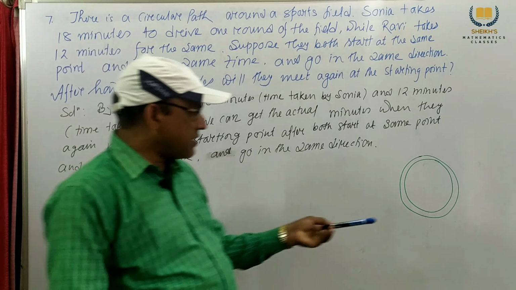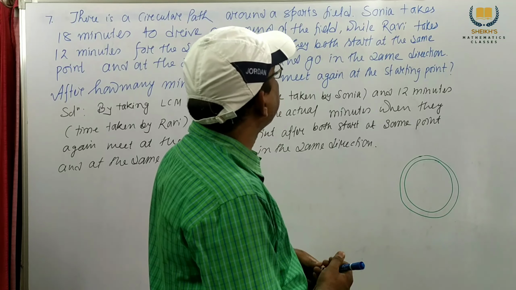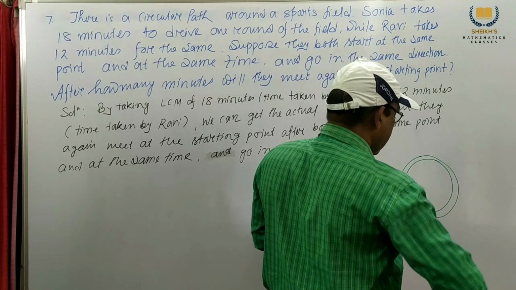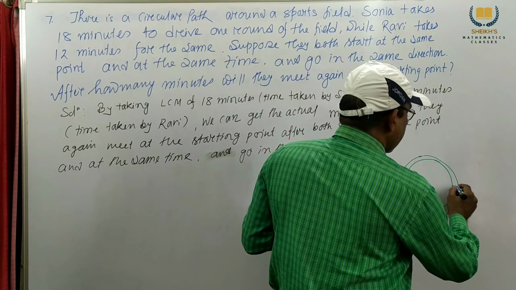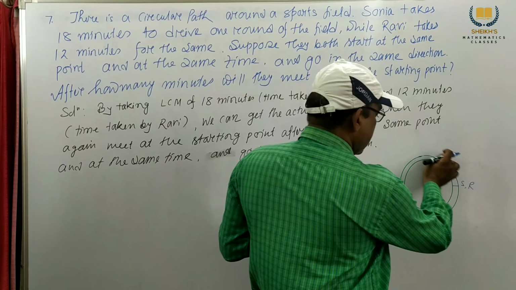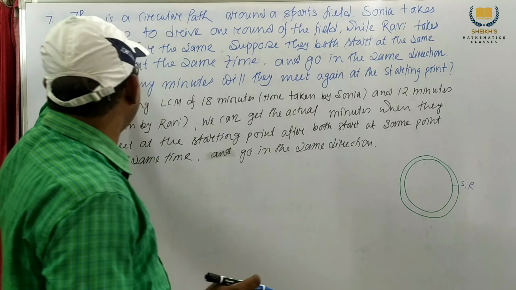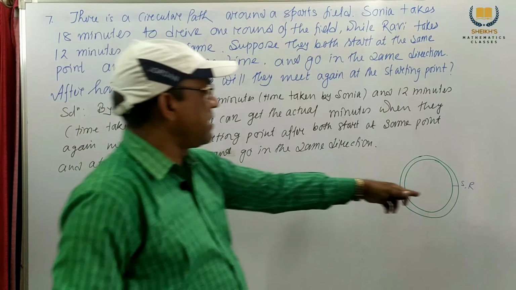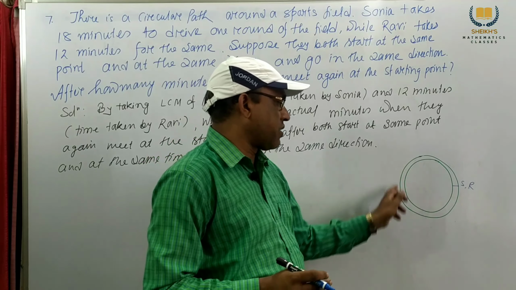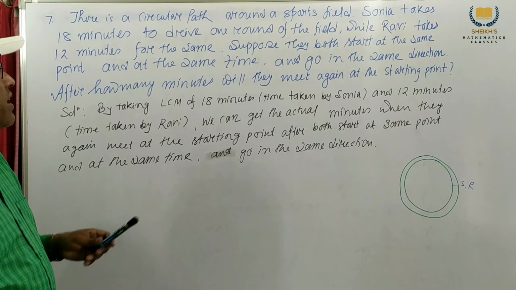So we consider this is the circular path, with Robbie and Sonia. This is our starting point. Sonia and Robbie start in this way. Sonia takes 18 minutes to travel this, and Robbie takes 12 minutes to travel this circular path. Now we have to find the LCM of these two, then we get the required time.